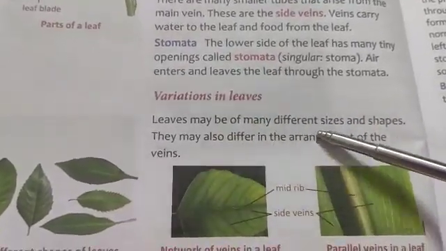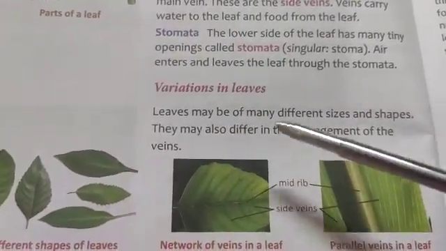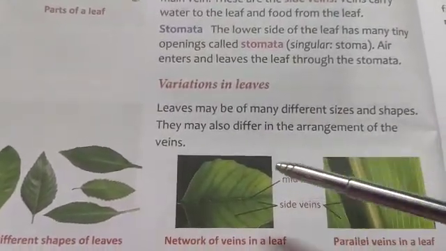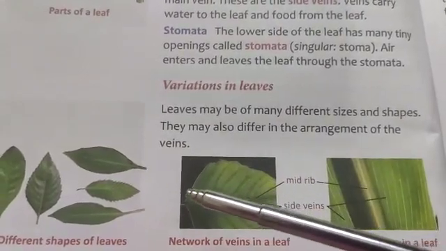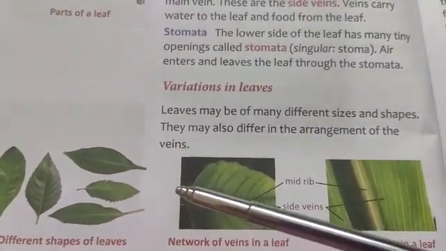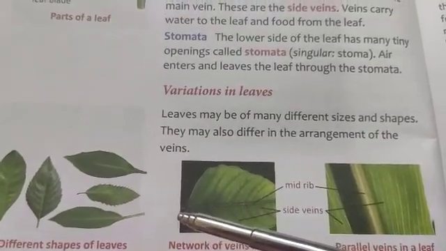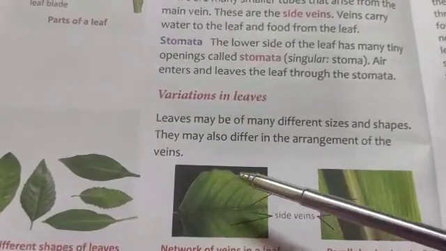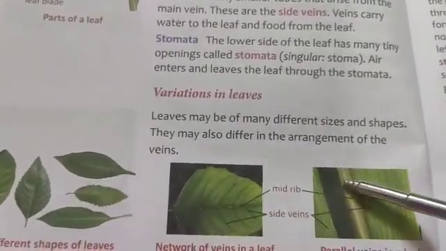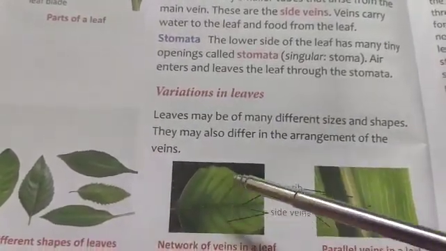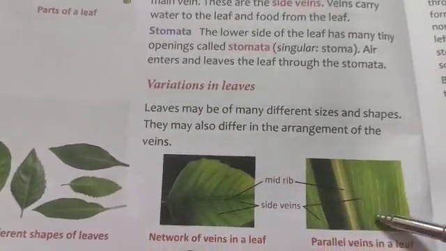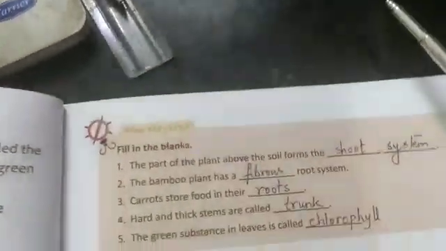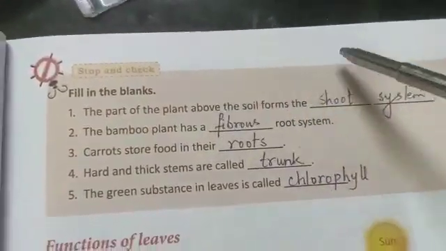Leaves may be of many different sizes and shapes. They may also differ in the arrangement of the veins. You have seen small leaves like the tulsi leaf or the mint leaf, and big leaves like the banana leaf. There is also a difference in the arrangement of the veins. See, this is the main vein, and here are the side veins, the parallel side veins. Okay, students, now let us go to page number 35 and write it in your book.